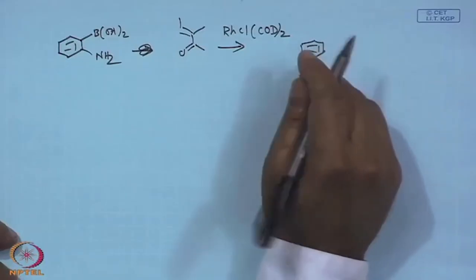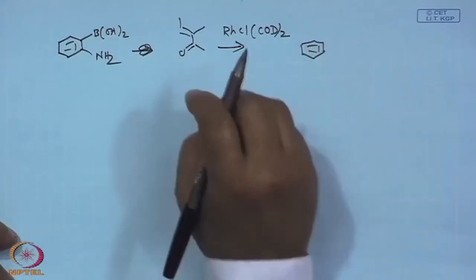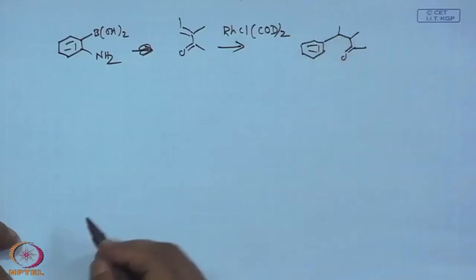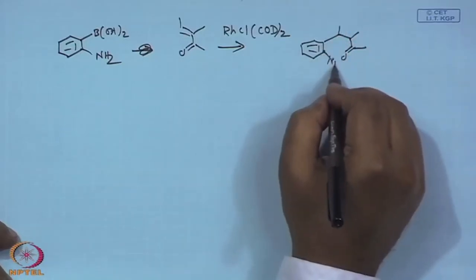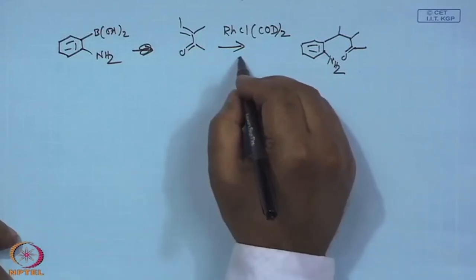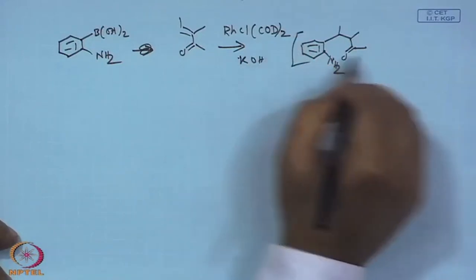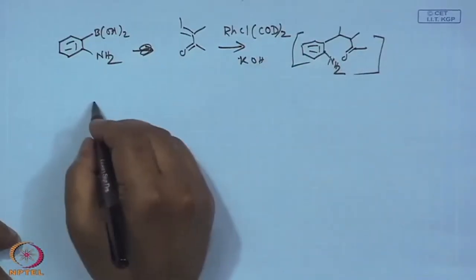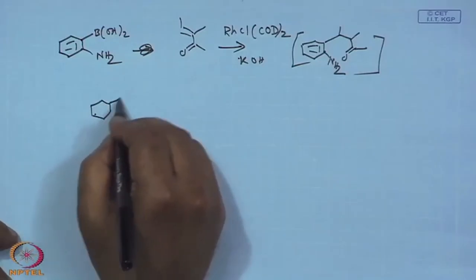So, many of you know boronic acid means what? Is it an electrophile or nucleophile? Boronic acid is actually, boron is a metal. So, that means just like in a Grignard reagent, but in this case it will undergo 1,4 addition. So, you will get this sort of cyclic compound here as an intermediate. And in the presence of base, that is potassium hydroxide, it gives the dihydroquinoline.